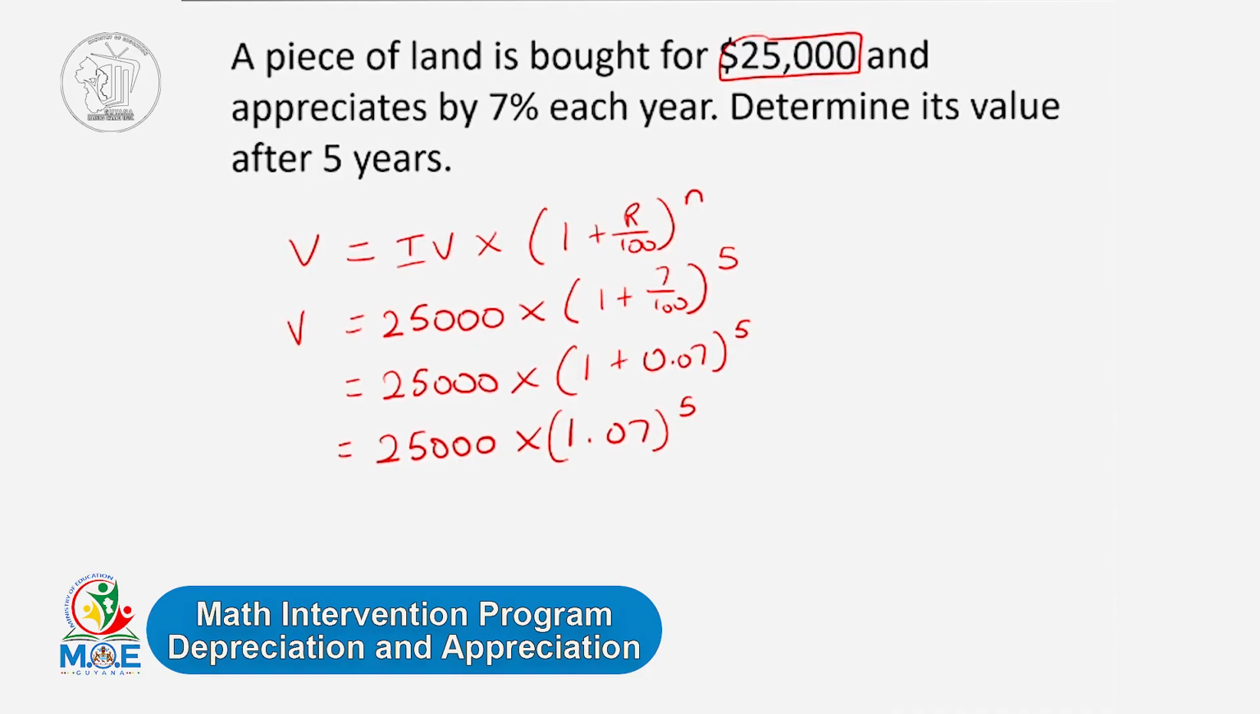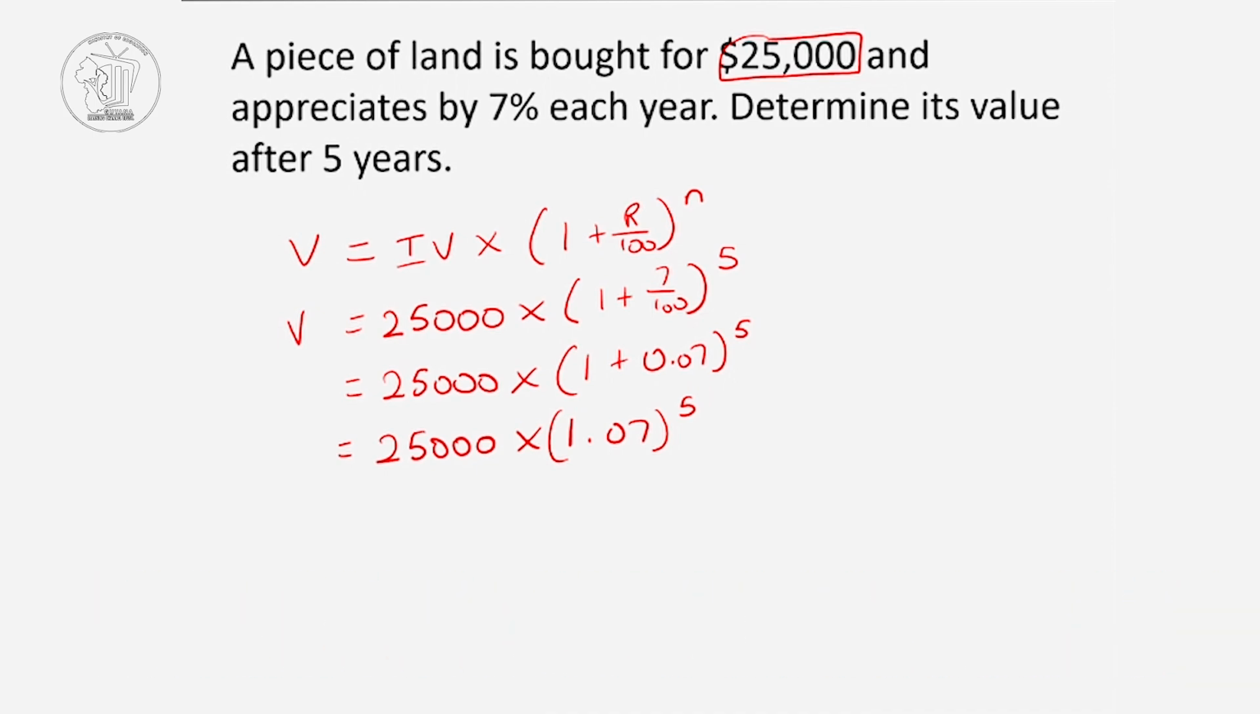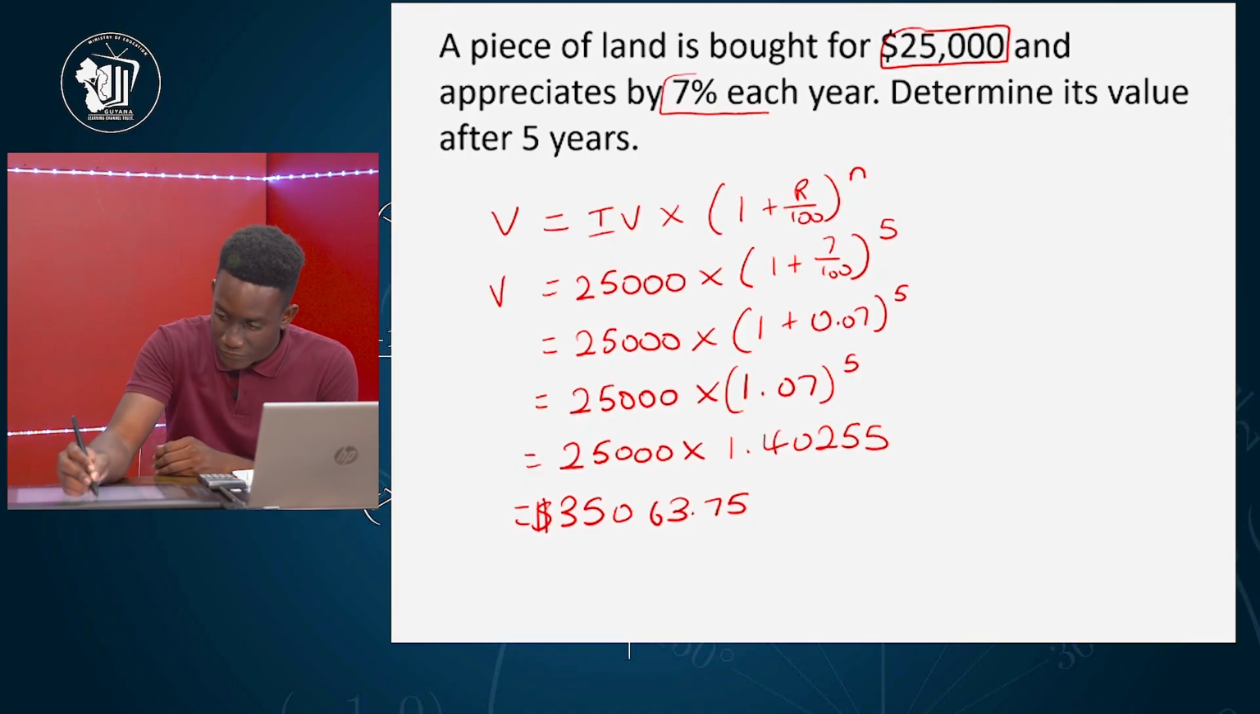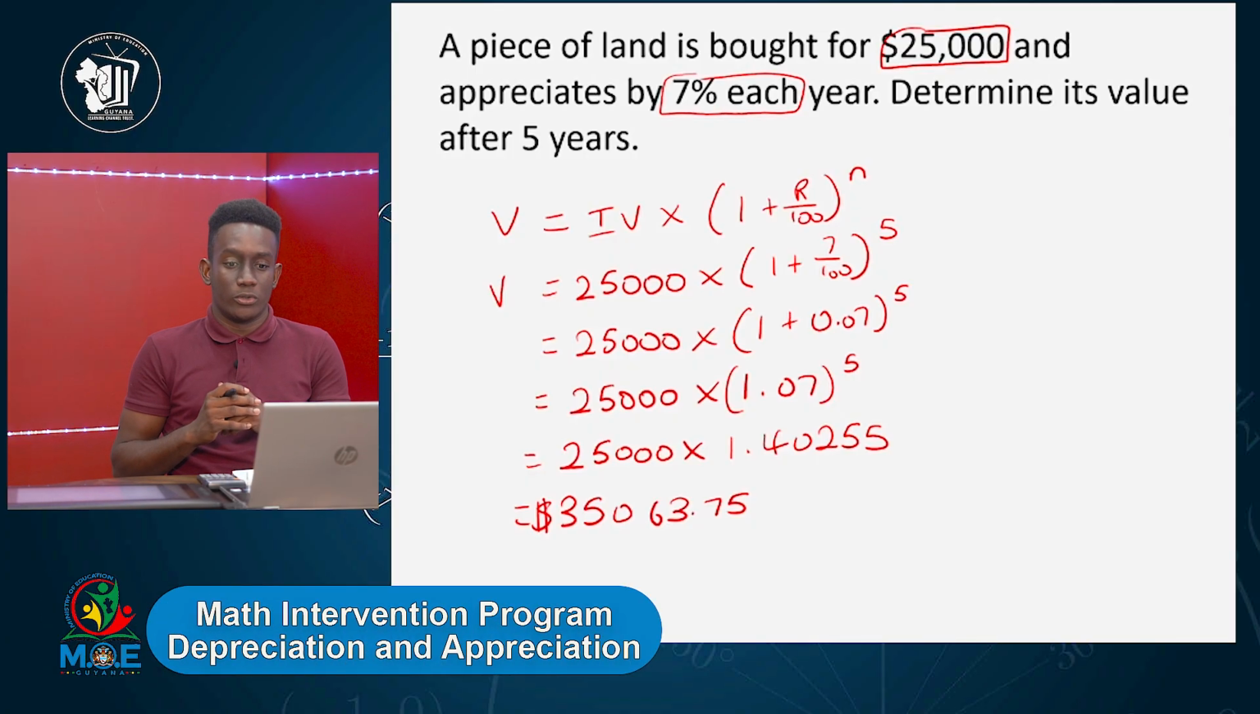So when we work out this bracket, 1.07 raised to the 5th power, that would give me 25,000 multiplied by, when I work out this bracket, approximately 1.4025. And when I multiply 25,000 by that, I will get a value of $35,063.75. And that would give me the value of the item after 5 years, after it appreciates by 7% for 5 years. So it's just for us to work out using the formula.